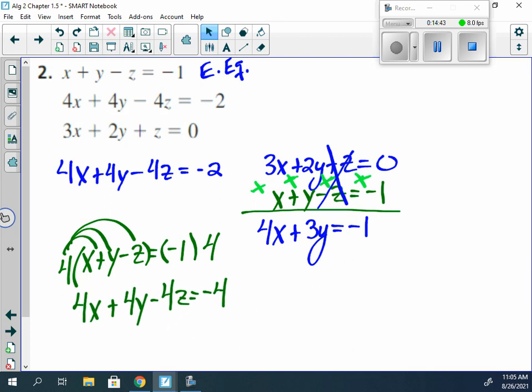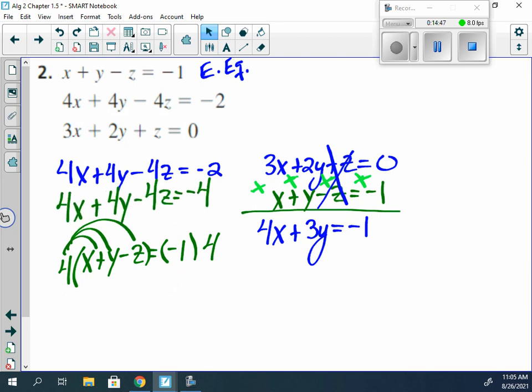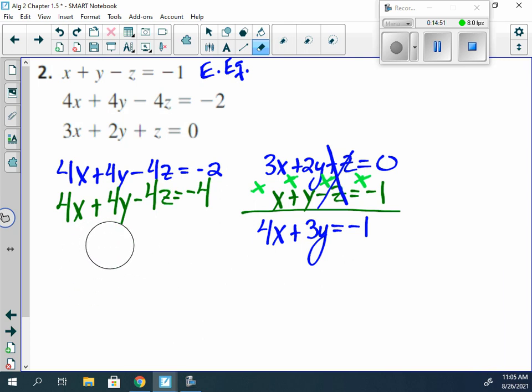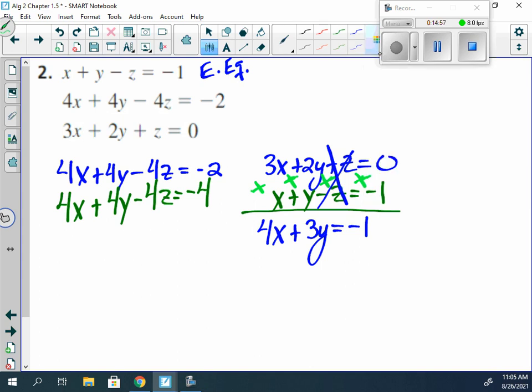Any questions on how we got this equation here? Now we want to put it right under the other equation. Is that not all just going to cancel out? It looks like it. But let's go on and do the operation just to make sure.